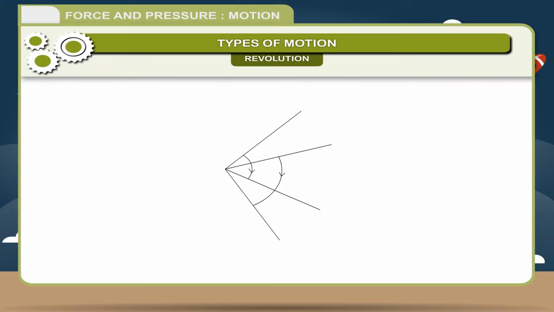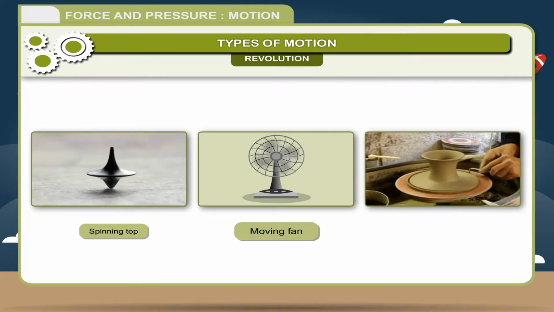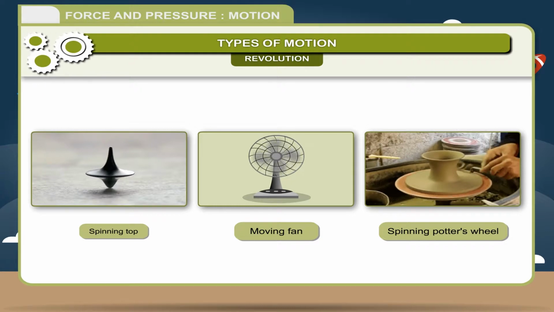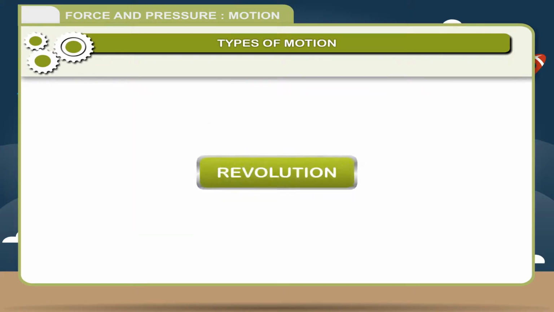Let us consider the motion of the blades of a fan. Point P is nearer to the axis of rotation. It covers less distance than the point Q, which is at a greater distance from O in the same interval of time. Examples: spinning top, moving fan, spinning potter's wheel. In rotatory motion, different parts of an object move through different distances during the same time.